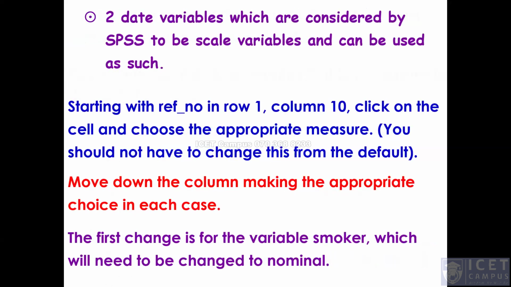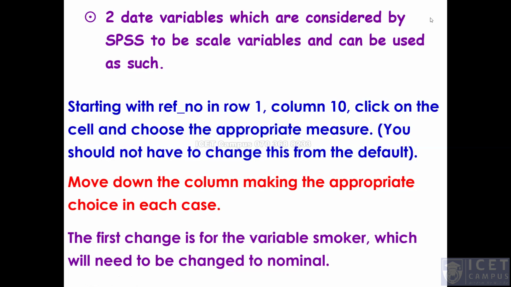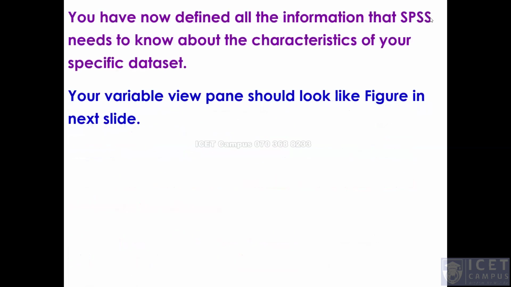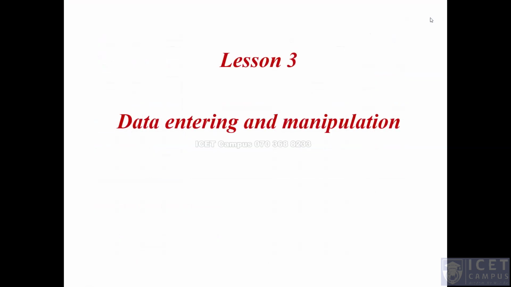Two date variables are considered by SPSS to be scale variables. So here we can see the two date variables: date survey and date submit. Starting with reference number in row 1, column 10, click on the cells and choose the appropriate measures. You should not have changed from the default. Okay, right.